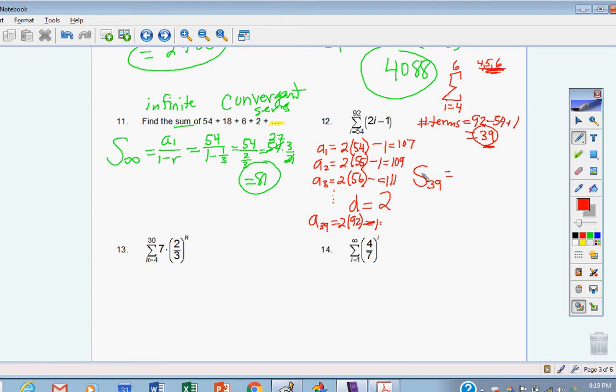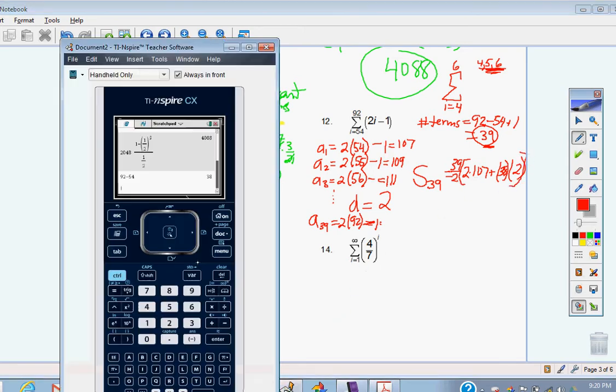Now if you want to use your second formula, you can use the 39th term. All right, I'm going to show you this. So basically the one most kids like is this one. It's 39 over 2, then we've got our bracket, 2 times the first term, which we found was 107, then we add our n minus 1, which is 38, right? And then we have times our d value. Well, what's our d value? Going up by 2 every single time.